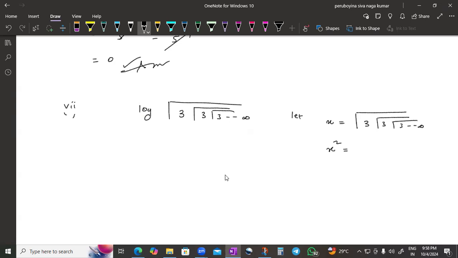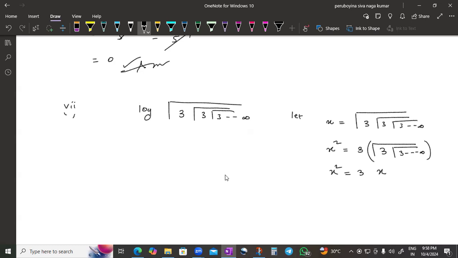If you perform x square, then the first square root will be cancelled and the rest of the square roots will still be there, right? So x square is equal to 3 into, you can write this entire remaining part of the quantity as x, because there are infinite terms. Of course, if they are finite, then you can't write x. If they are infinite, you can again express it as x. And both of the sides x got cancelled, so the value should be 3. So of course you understood that this entire value will be 3.